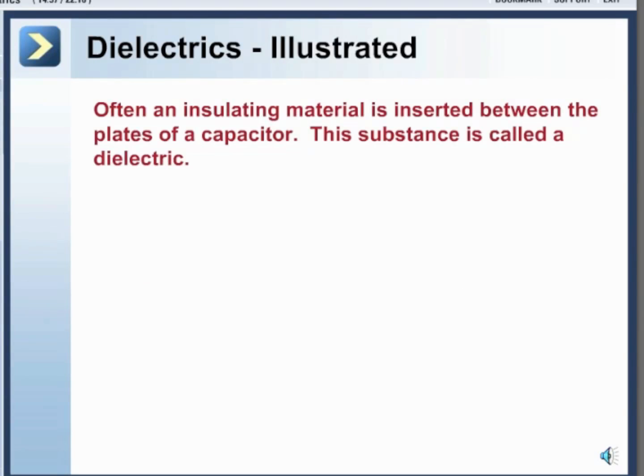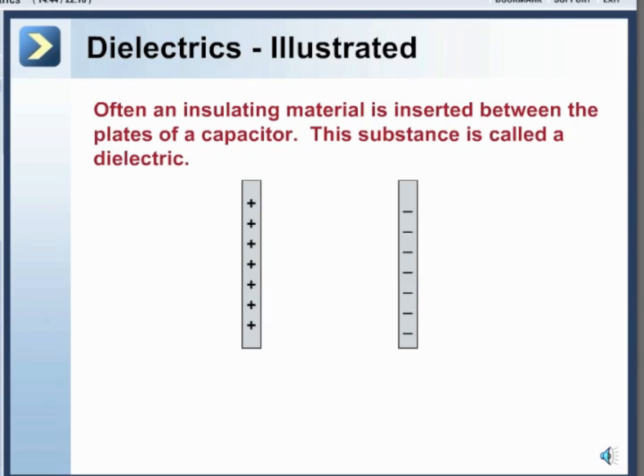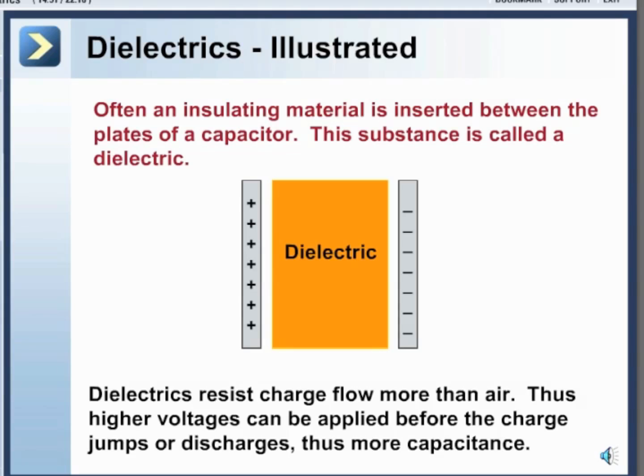Often an insulating material is inserted between the plates of a capacitor. This substance is called a dielectric. Now here we have two plates of a capacitor, positive and negative, and we see a dielectric material in the middle of them. Dielectrics resist charge flow more than air or empty space. Thus, higher voltages can be applied before the charge jumps or discharges, thus more capacitance. And that, of course, means that more charge can be built up on the plates.